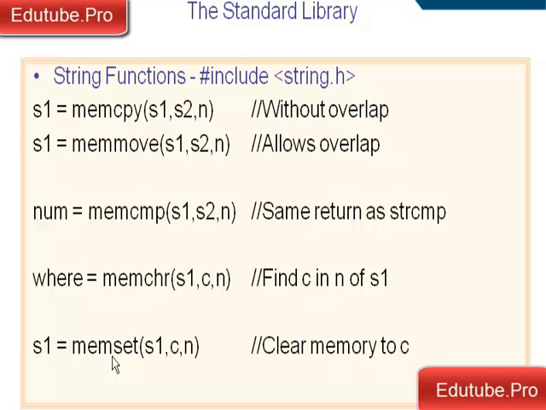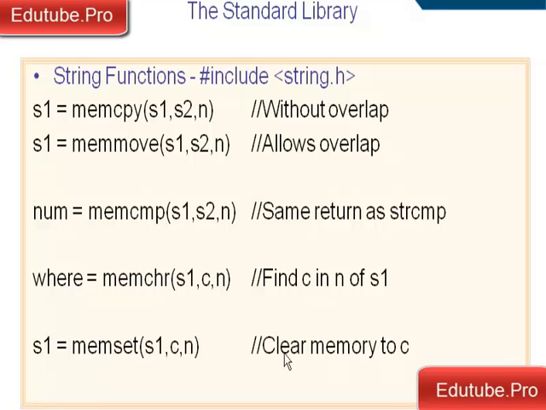And here is memset, the final memory function of the standard string.h, and memset will set the memory pointed to by S1 to whatever C is, usually a 0 if you want to clear the memory. But you could clear it to an A or an F or whatever else you might want to, and then this is how many bytes to clear, usually the size of this buffer. That's a good way of clearing out memory.